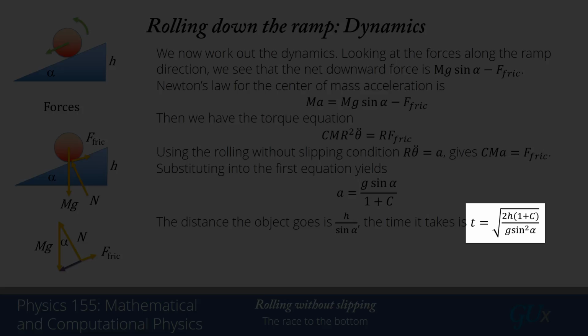The only thing that matters is the c, and whichever object has a bigger c is going to have a longer time. So once again, it tells us that the objects with the bigger c are going to lose the race. Objects with the smaller c are going to win the race.